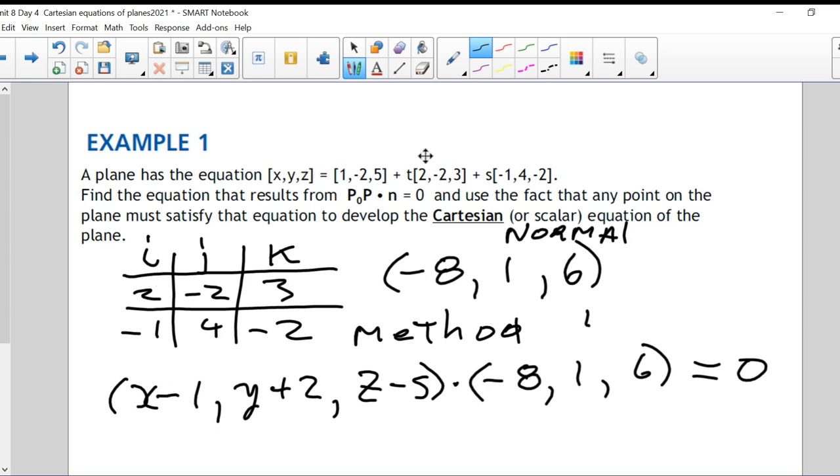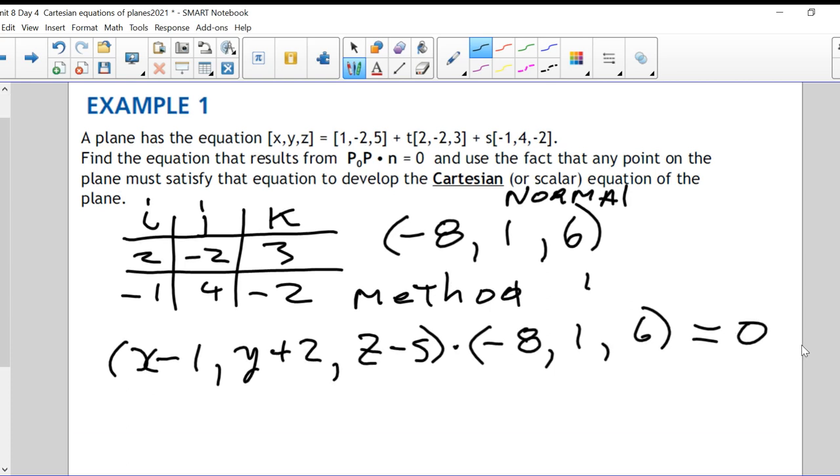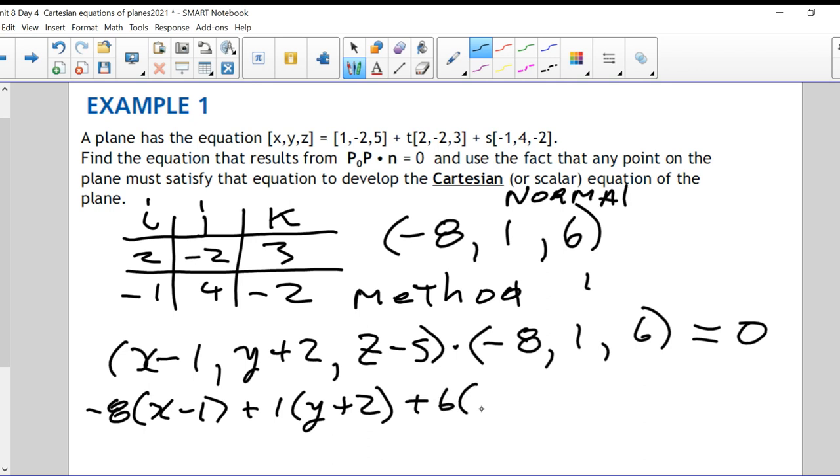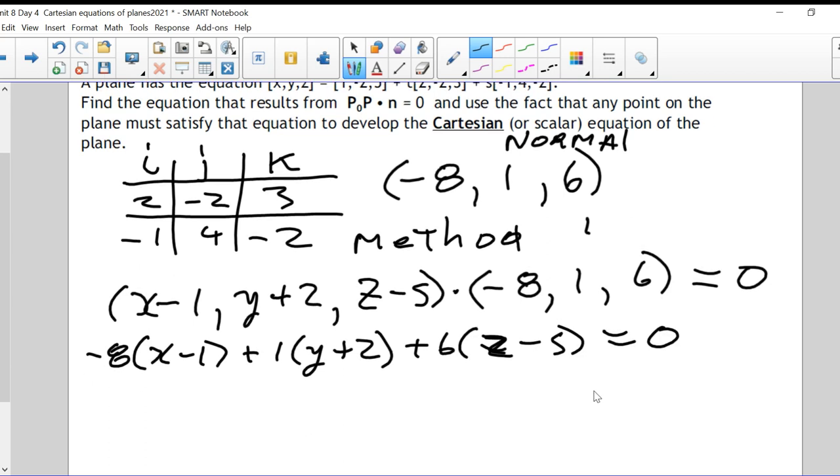So this is my x component, which is the x minus the 1. This is my y component, the y minus 2, which is y plus 2. And this is my z component, which is z minus 5. So just think of that as being a vector that we're forming that sits on the plane. When I dot that with this normal, I'm supposed to get 0. So I'm going to have minus 8 times the x minus 1, plus 1 times the y plus 2, and then plus 6 times the z minus 5, and that is equal to 0. Then all I need to do is finish the math here.